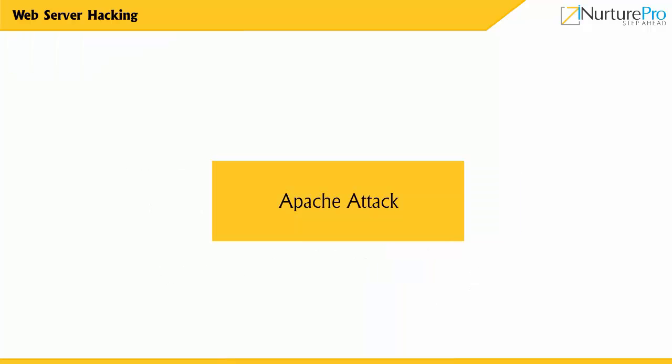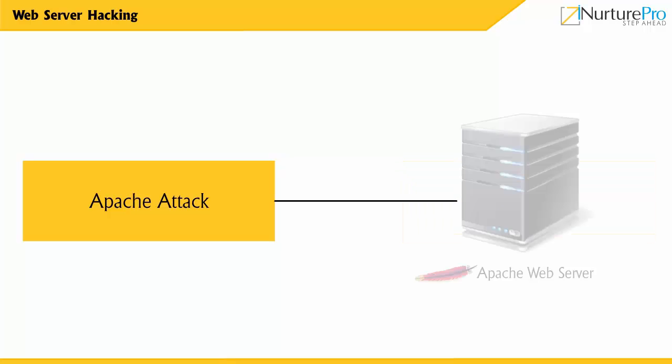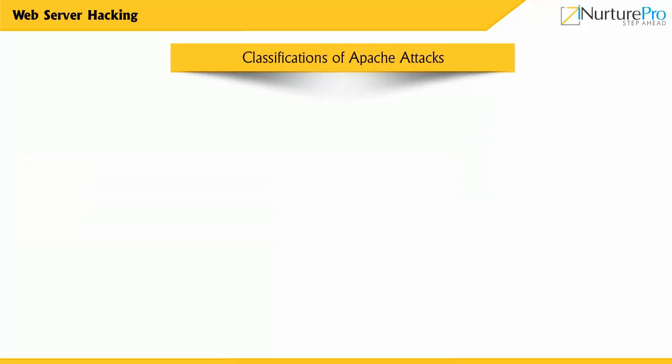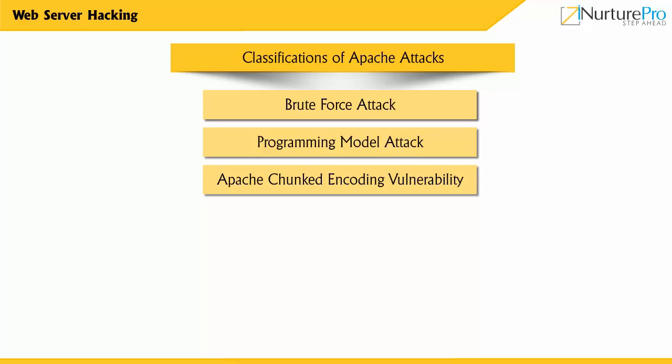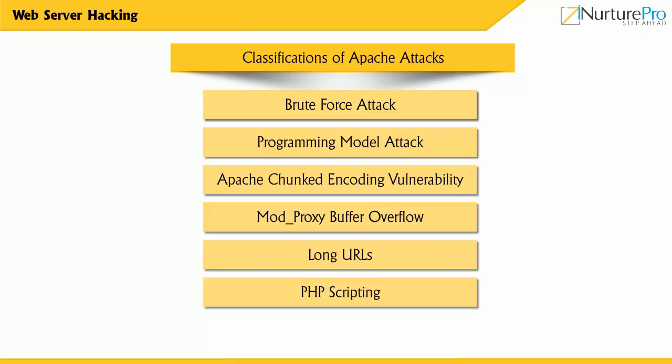Now let's discuss Apache attacks. Apache attack is also known as Apache Killer. It is a vulnerability that attacks the widely used Apache web server. Here are some classifications of Apache attacks: brute force attack, programming model attack, Apache chunked encoding vulnerability, mod_proxy buffer overflow, long URLs, PHP scripting, and URL trailing slashes. Let's understand each of these classifications of Apache attacks.